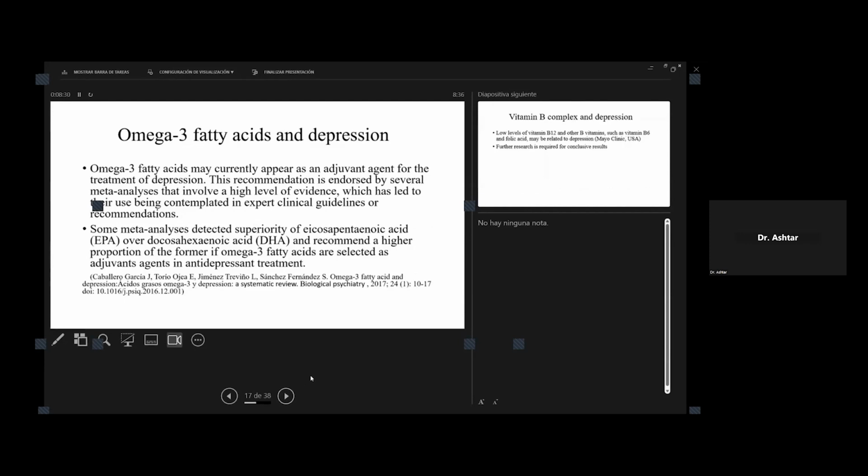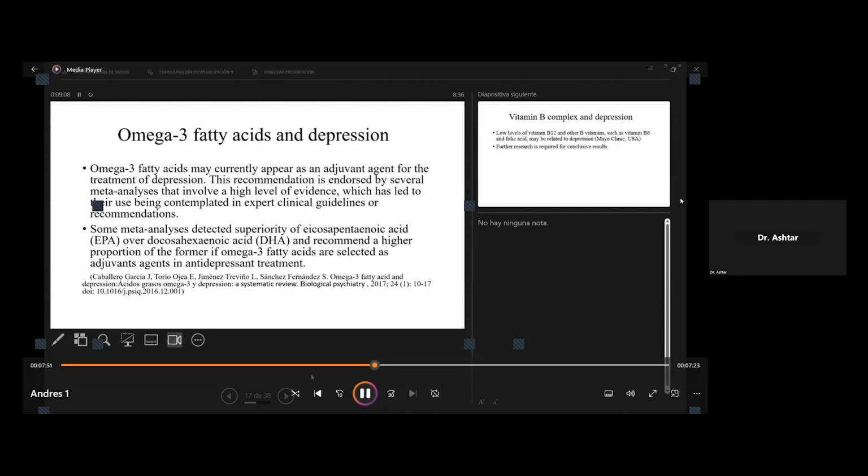Omega-3 fatty acids and depression. Omega-3 fatty acids may currently appear as an adjuvant agent for the treatment of depression. This recommendation is endorsed by several meta-analyses that involve a high level of evidence, which has led to their use being contemplated in expert clinical guidelines or recommendations. Some meta-analyses detected superiority of eicosapentaenoic acid, EPA, over docosahexaenoic acid, DHA, and recommend a higher proportion of the former if omega-3 fatty acids are selected as adjuvant agents in antidepressant treatment.